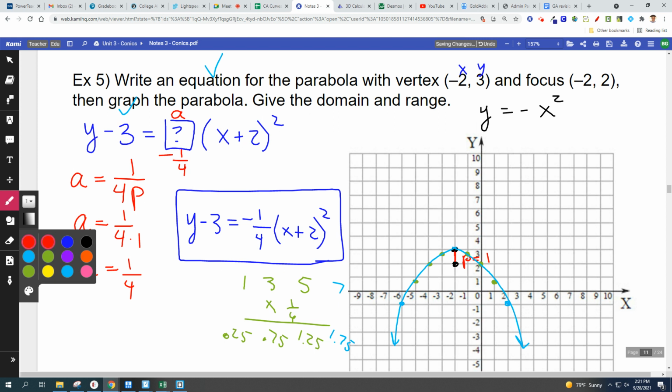Now I need the domain and the range. Domain, squish that onto the x. That looks like all real numbers. Range, squish onto the y. It looks like it's from negative infinity up to positive 3.